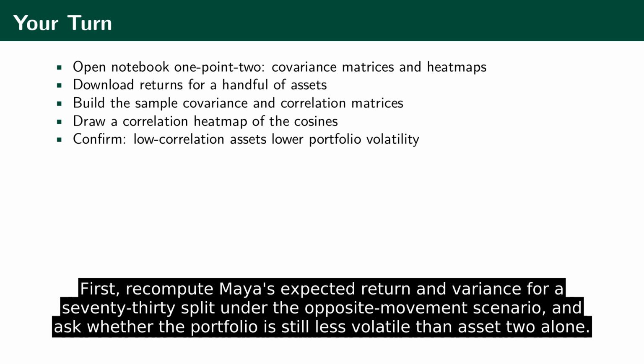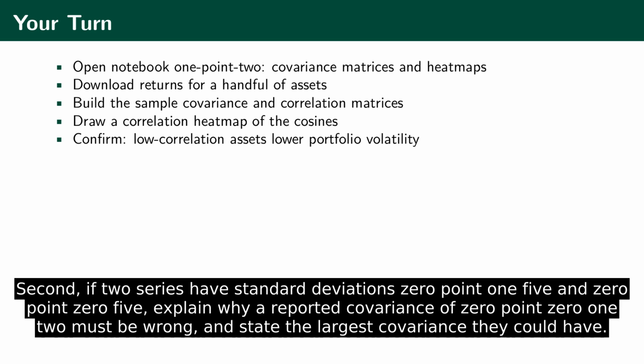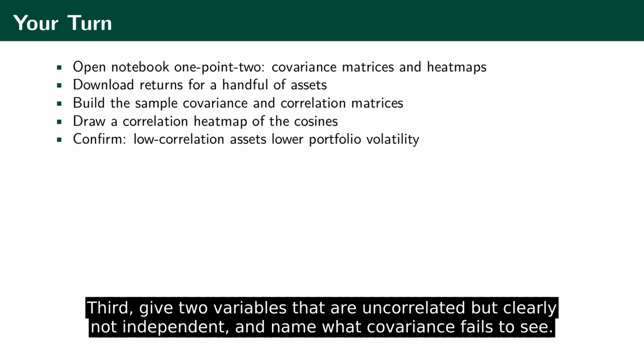3 check questions to chew on before you start. First, recompute Maya's expected return and variance for a 70-30 split under the opposite movement scenario, and ask whether the portfolio is still less volatile than asset 2 alone. Second, if 2 series have standard deviations 0.15 and 0.05, explain why a reported covariance of 0.012 must be wrong, and take the largest covariance they could have. Third, give 2 variables that are uncorrelated but clearly not independent, and name what covariance fails to see.